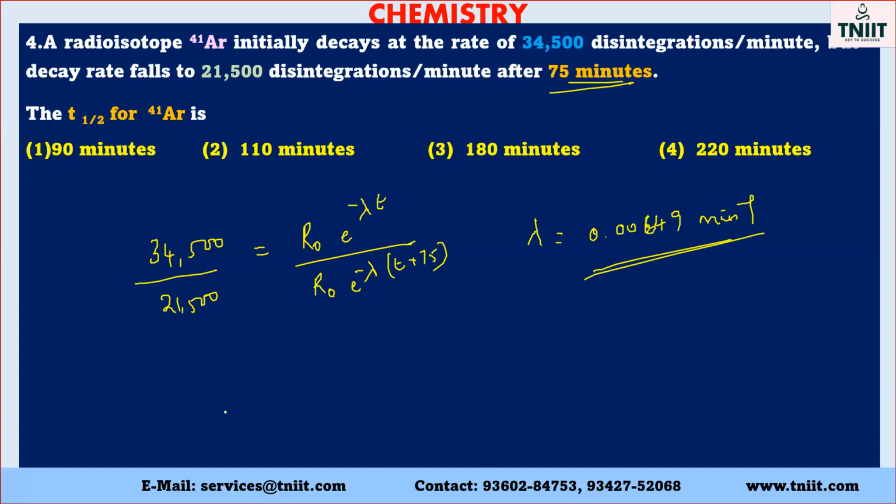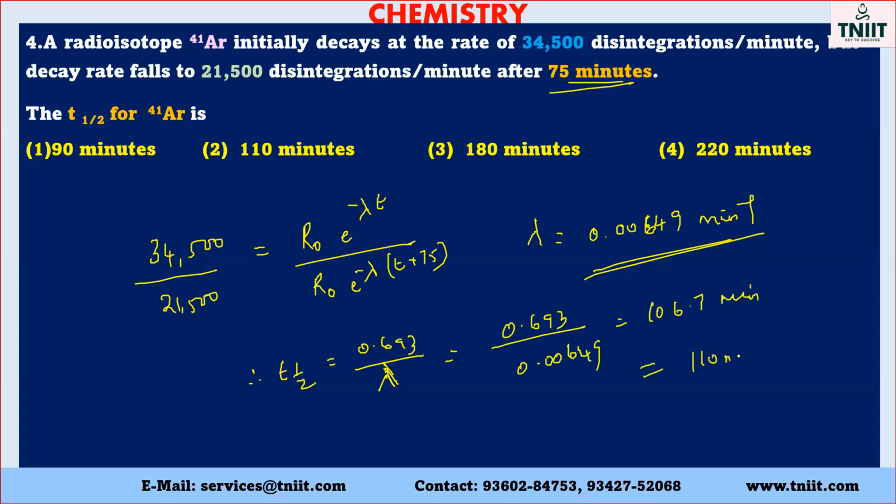Therefore, we know that half-life period of a first order reaction is given by the formula 0.693 by K. Here, in case of nuclear chemistry, instead of K, they use lambda. So 0.693 by lambda. T half will be equal to 0.693 by 0.00649. That will be equal to 106.7 minutes, approximated to 110 minutes. The closest answer is 110.